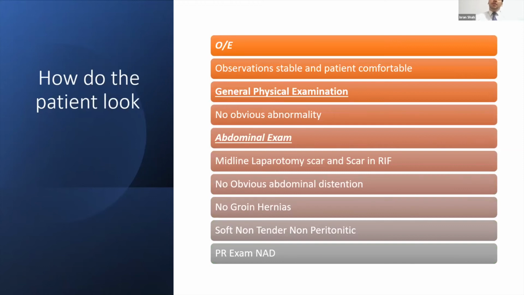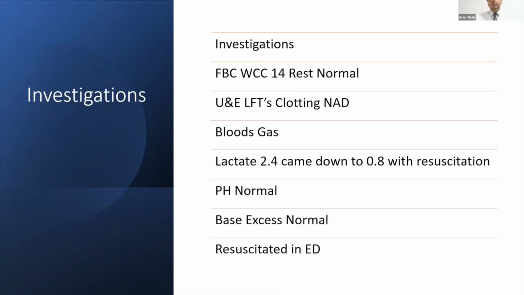On examination, observation-wise, the patient was quite comfortable. There were no other abnormalities on his general physical examination. Abdominal examination revealed a midline laparotomy scar and a scar in the right iliac fossa, no obvious abdominal distension, no groin hernias. The abdomen was soft, non-tender, non-peritonitic. PR examination was unremarkable. His investigation showed a white cell count of 14. Rest of his full blood count was normal. Urea and electrolytes were normal. Clotting was okay.